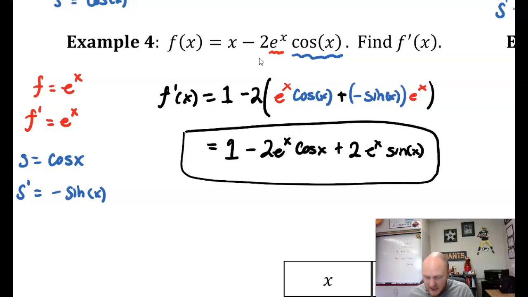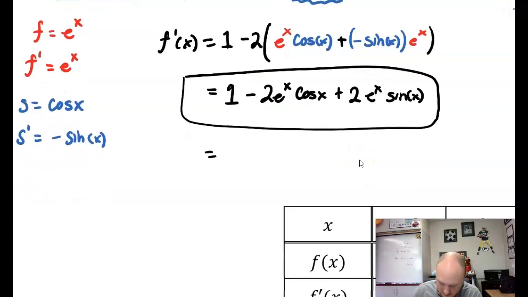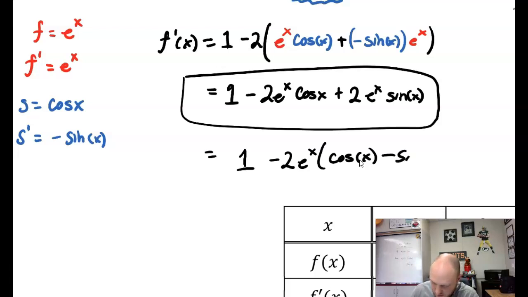There's our derivative. And if you wanted to, you could also factor out that 2e to the x. You see how they both have the 2e to the x? So from the 1, I'll take out a negative 2e to the x. So this would be cosine of x. And then because I took out the negative, that sine of x is back to being negative. Okay, so equivalent.